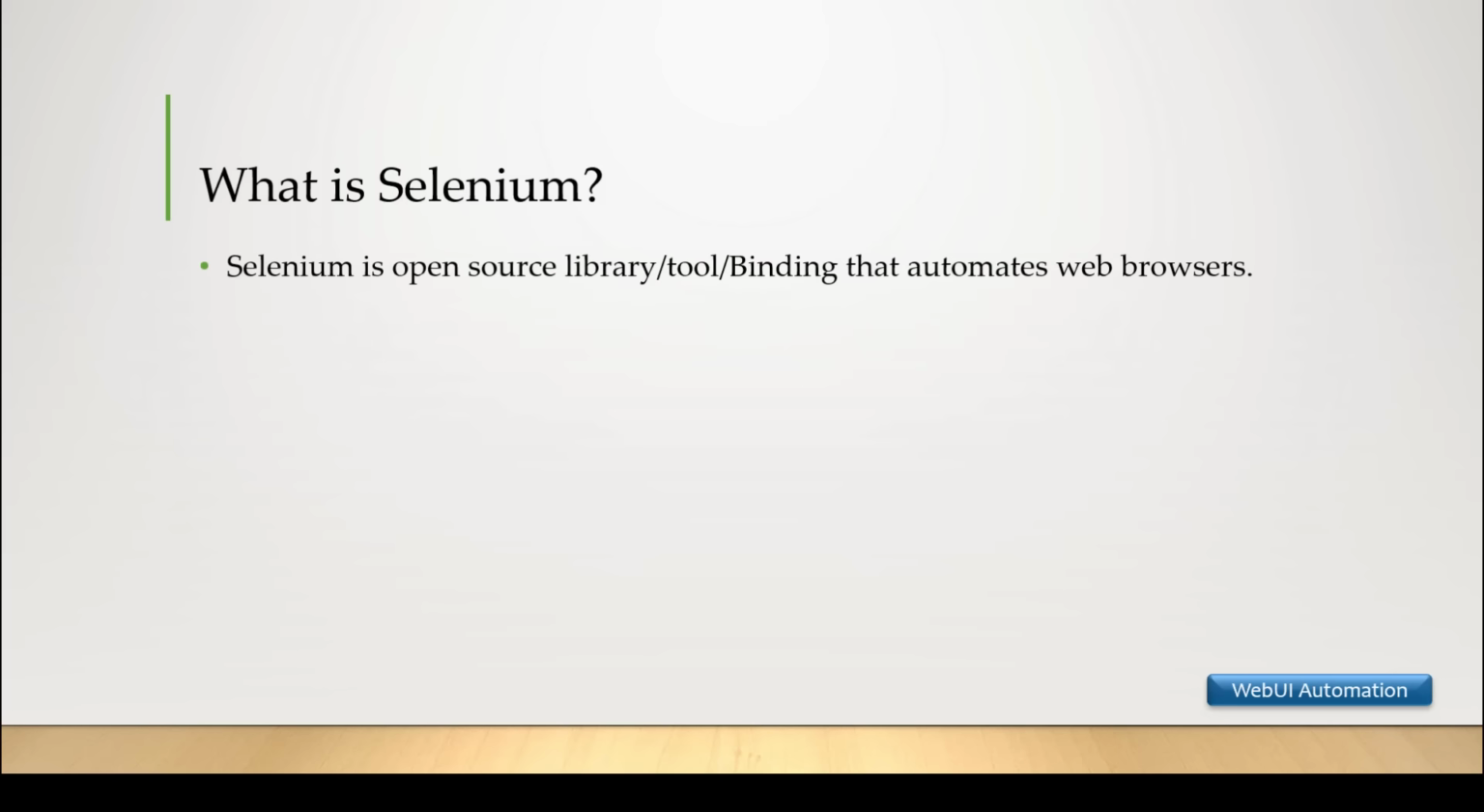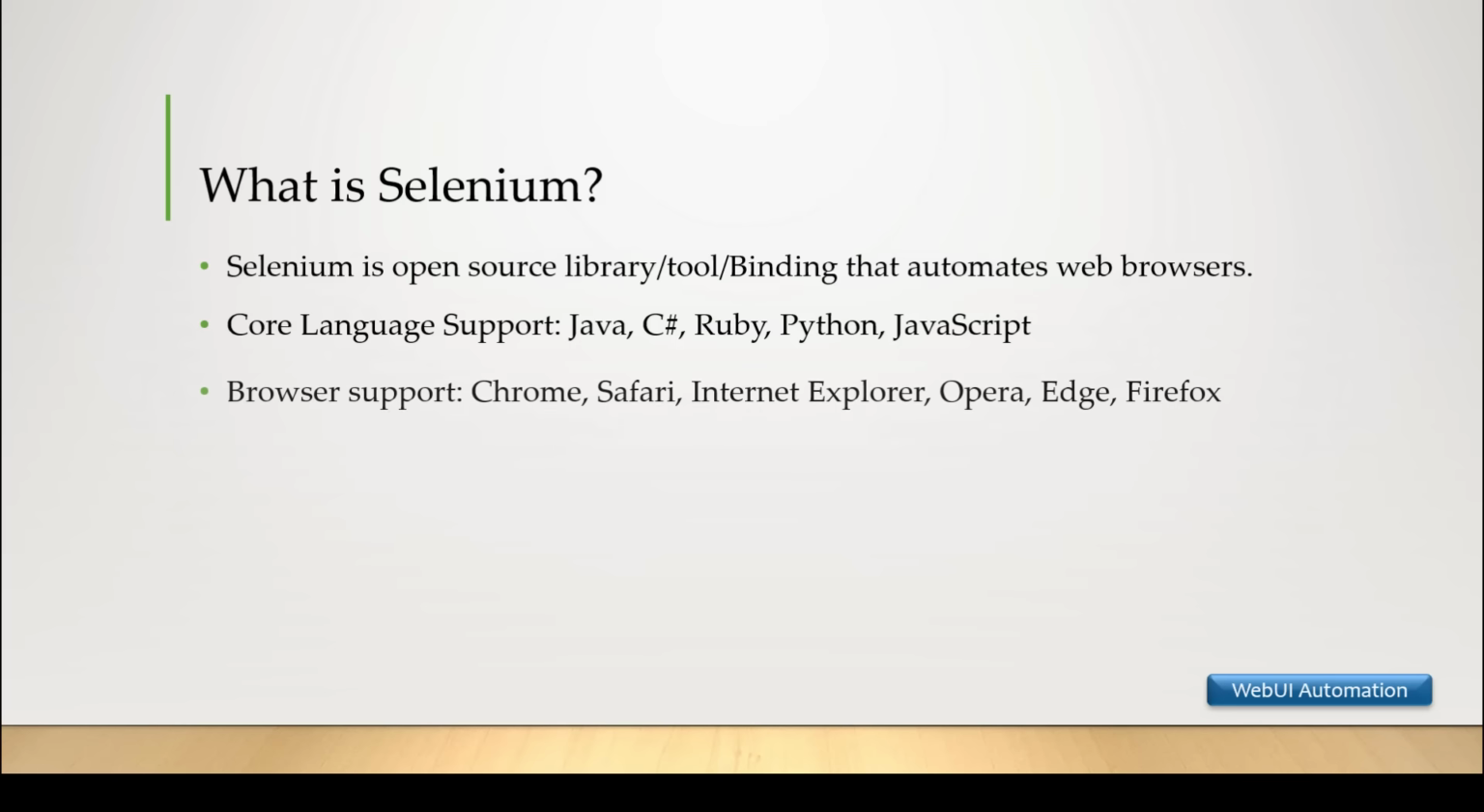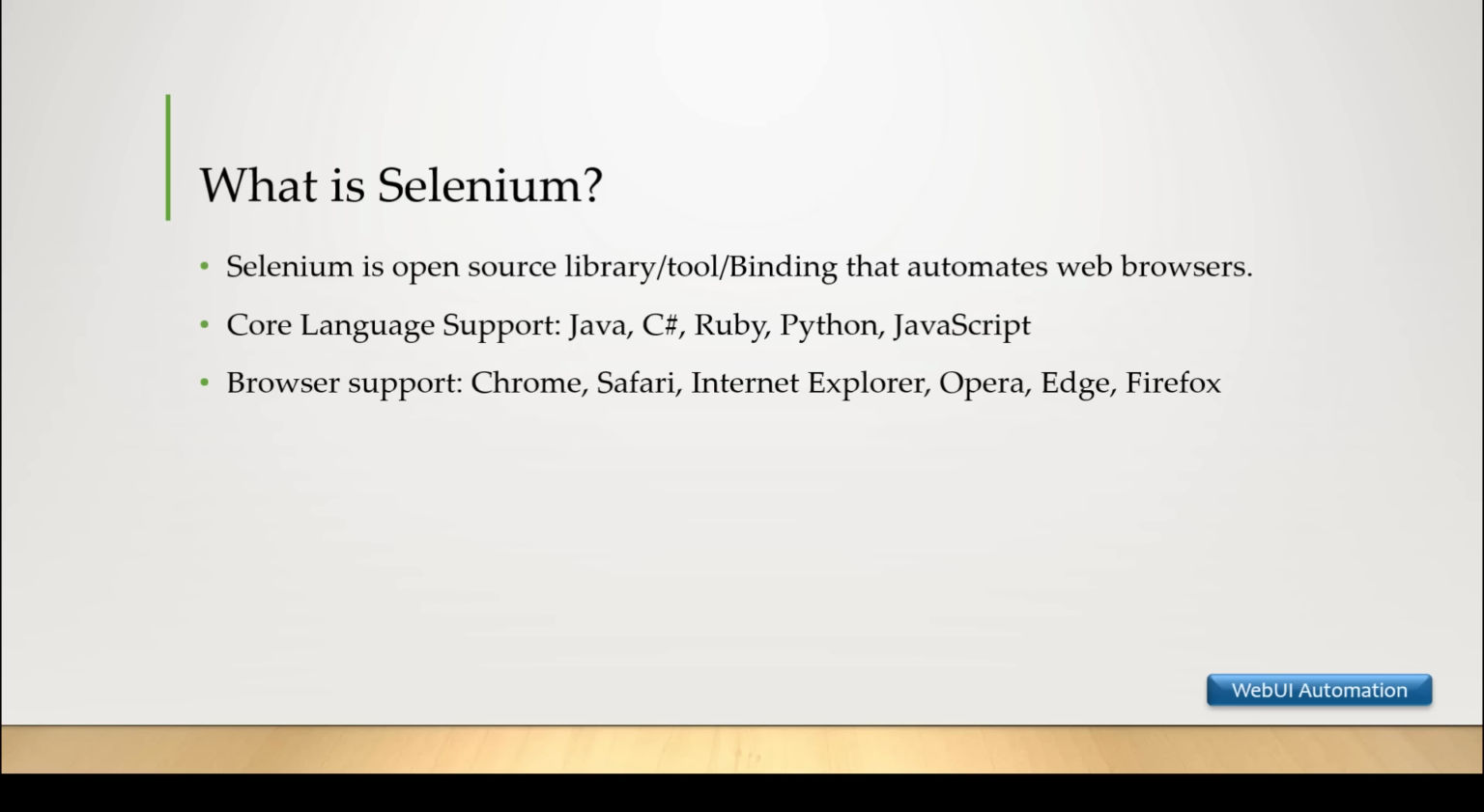Selenium is an open source library, or we can say a binding, that automates only browsers. Selenium bindings are available with different languages. The core language supports are Java, C Sharp, Ruby, Python, JavaScript, and there are some more also, but these are the core languages supported by Selenium. Then it supports different browsers: Chrome, Safari, Internet Explorer, Opera, Edge, and Firefox.